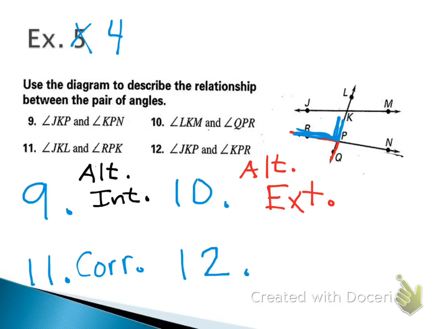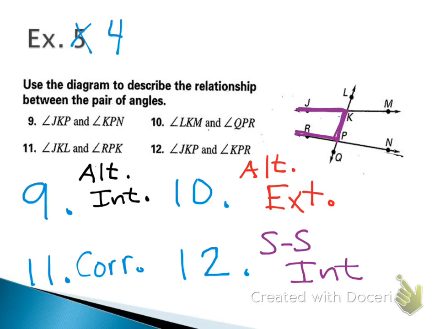All right, let's clean it up for this last one. We have JKP and KPR. Same side. Interior, very good. All right, I'll leave that up on the board if you want to finish it up while I give you your homework. I want to do the first 5 with you on the homework, so we got to hurry up a little bit. And then the rest you'll have to do on your own.